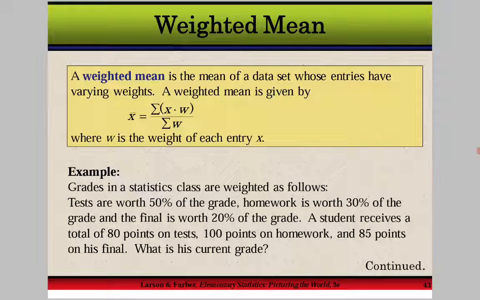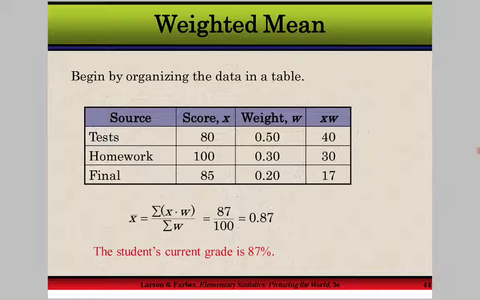So for example, grades in a statistics class are weighted as follows. Tests are worth 50% of the grade, homework is worth 30% of the grade, and the final is 20% of the grade. A student receives a total of 80 points on tests, 100 points on homework and 85 points on his final. What is his grade? So how do we find the weighted mean?